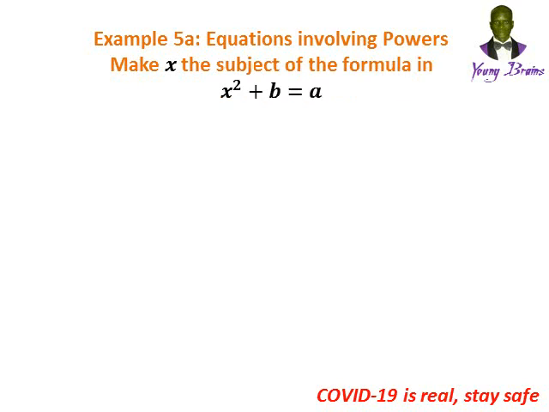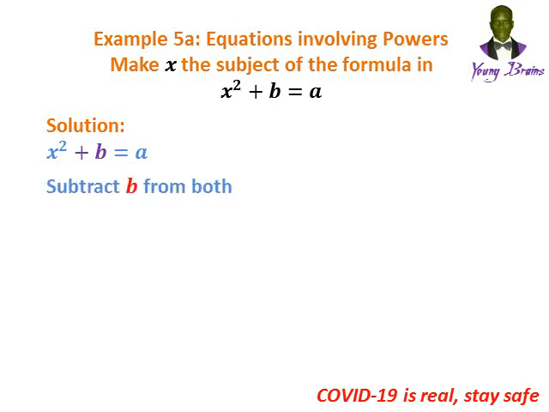Make x the subject of the formula in x squared plus b equals a. In this equation, x is raised to a power of 2. Solution: x squared plus b equals a. We will need to remove b from the left hand side. So we subtract b from both sides.